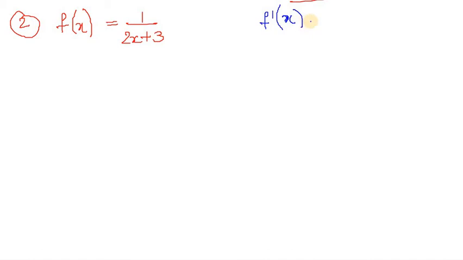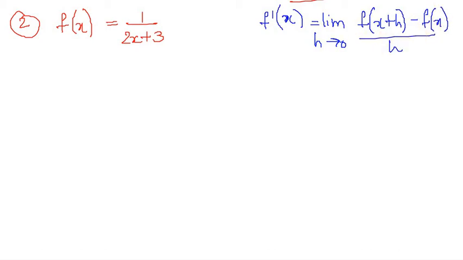Question number 2. f of x is 1 upon 2x plus 3. So first let's write this first principle. f dash of x equals to limit h tending to 0, f of x plus h minus f of x upon h. So before you begin with the first principle, you need to know the value of f of x and f of x plus h.